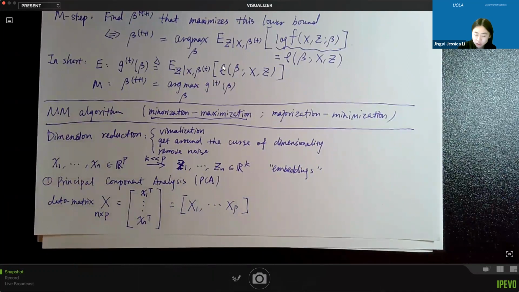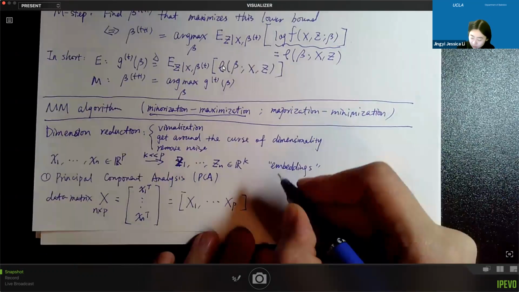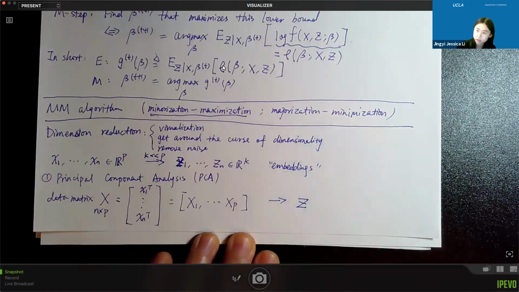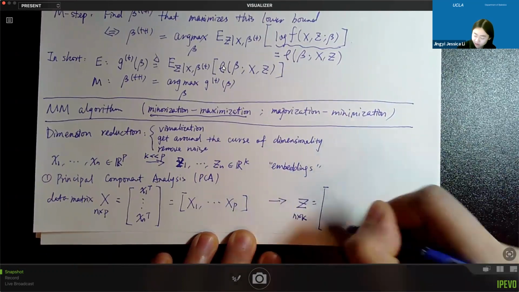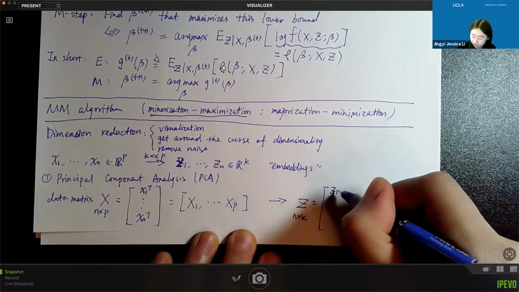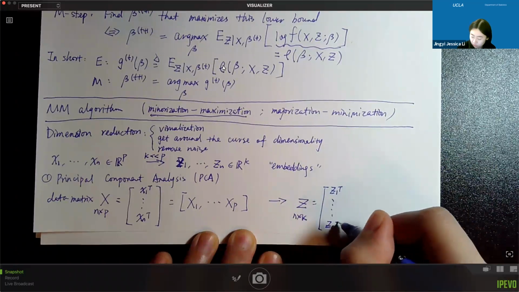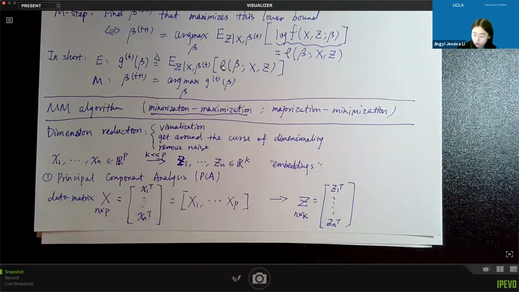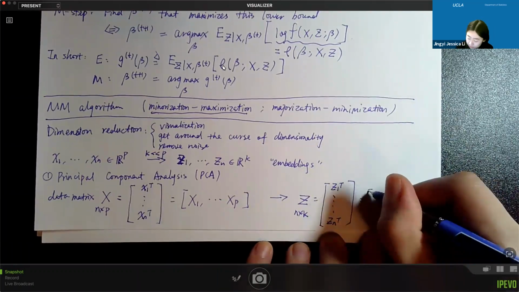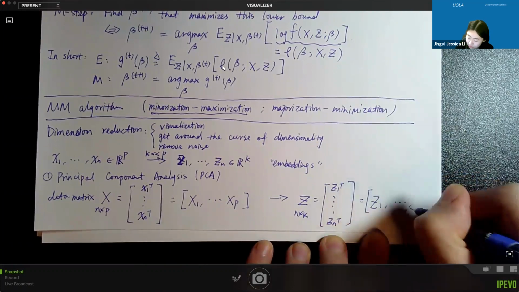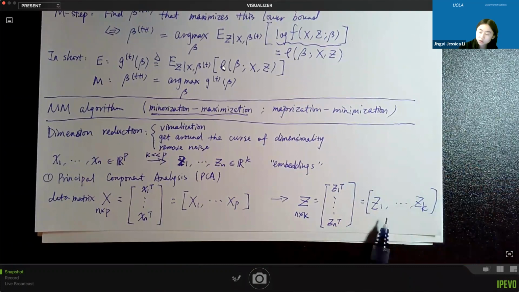And what we want to do is find another matrix Z, which is n by k. I'm still going to write my n observations as n rows, z1 to zn transpose, each being k-dimensional. Or we can write down the columns z1 to zk. These are the new k dimensions, not the original p dimensions. For each dimension, we have the coordinates of the n observations. That's the low dimensional matrix. Our goal is to find this.